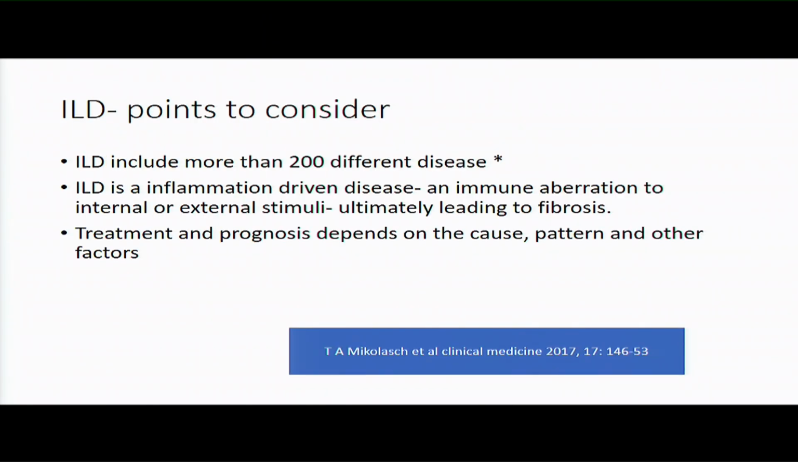Before getting into answering the questions, there are a few points I would like the audience to be clear about. Interstitial lung disease is not a single entity. It encompasses more than 200 different etiological causes and diagnoses. We need to be sure it's an inflammatory disease, and it occurs as an immune aberration. It could be an immune aberration against self protein, what we otherwise call autoimmune, or a hypersensitivity to an external antigen. Ultimately, what it leads to is fibrosis. So with this concept in mind, the treatment and prognosis depend on the cause, the pattern, and various other factors along with interstitial lung disease.